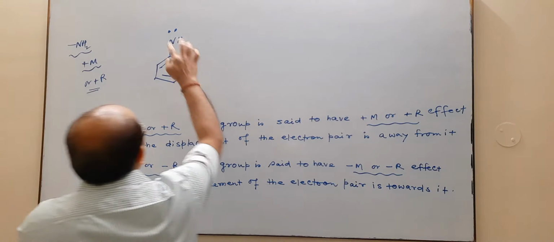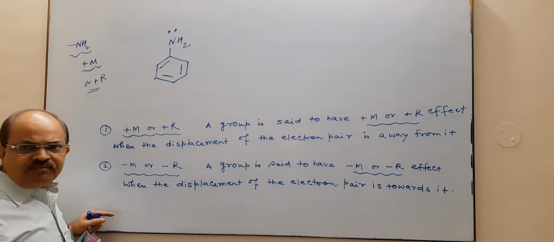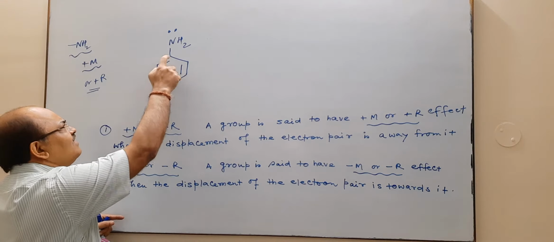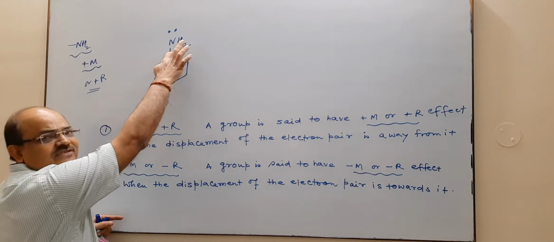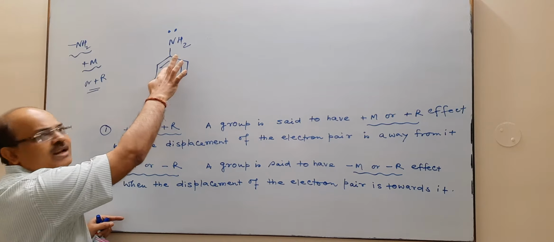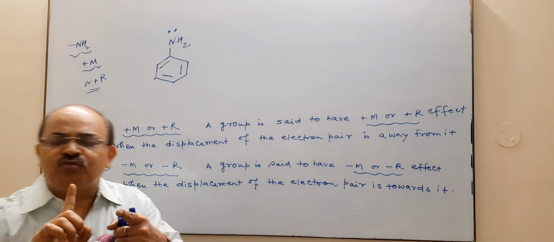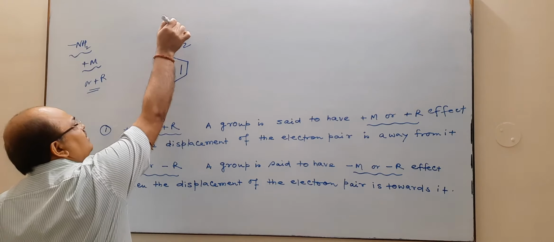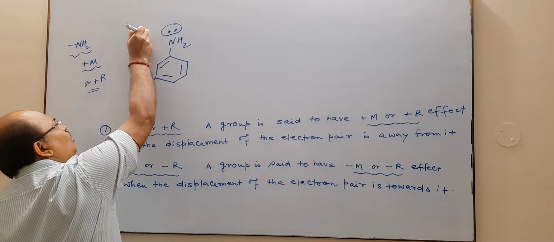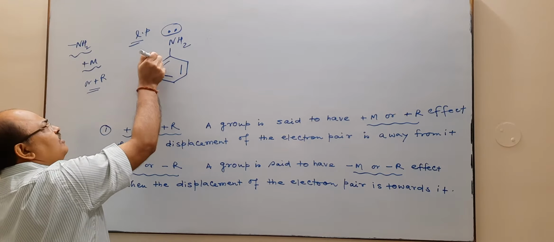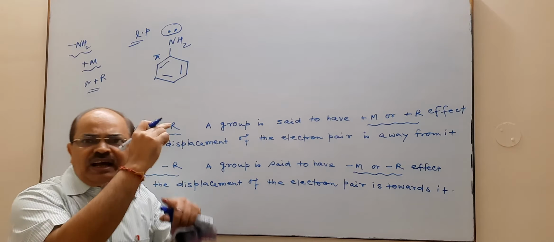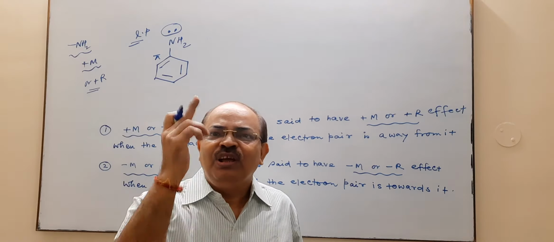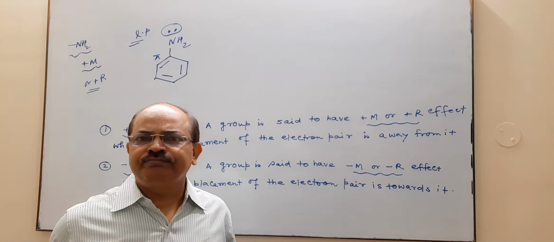Now see, on nitrogen there is a lone pair, while on the adjacent atom, that is carbon, you can see the double bond, and in a double bond there is one sigma and one pi. So this is your lone pair, and this is your pi bond. So the interaction between lone pair and pi bond is known as resonance effect.